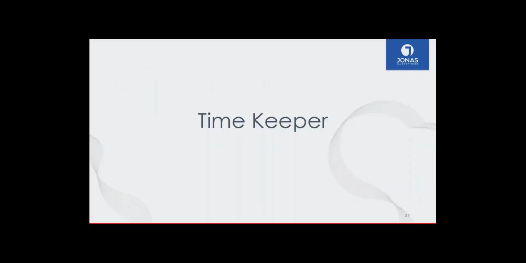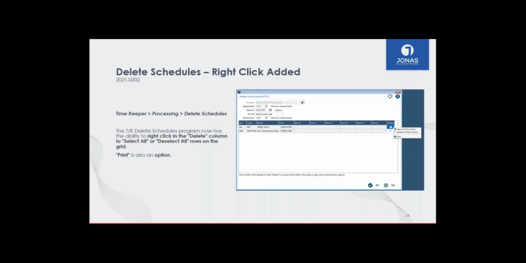Okay, Timekeeper, we have a few new things to show you in here. Throughout a lot of our Jonas programs, when you're viewing a program that has a grid, you do have the option to right-click and have some right-click options. We've added that to the Timekeeper Delete Schedules program, where if you right-click, you can choose to select all or deselect all rows in the grid, and you also have the ability to print this information.